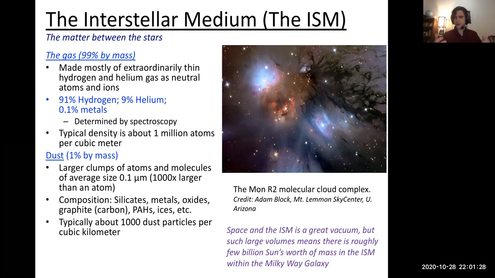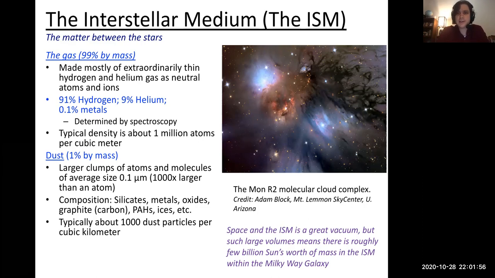So of course the stars are going to be made out of pretty much only hydrogen and helium. And of course the stuff that's between the stars is almost all hydrogen and helium. And it really makes sense if you think that the stars are forming out of the ISM, so they should mimic the composition of the ISM. So the typical density is about 1,000,000 atoms per cubic meter, which is really not that much. I've given that to you in a couple of different ways by now.